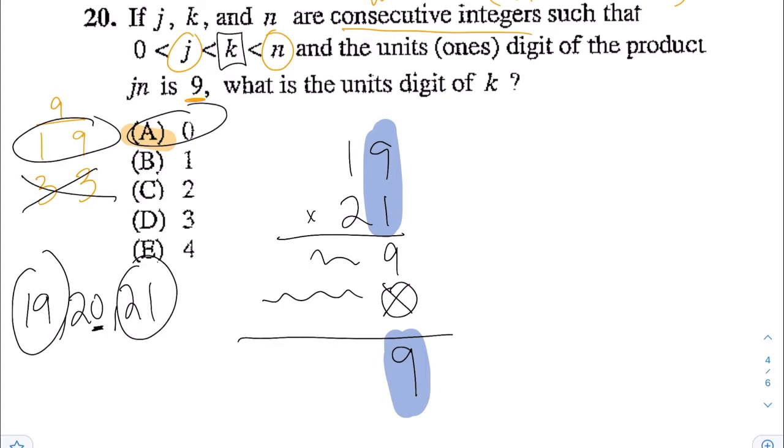You can't have 3 and 3 here, because you can't have 3 numbers in which the biggest number ends in 3 and the smallest number ends in 3 if they're one after the other. So it has to be either something like 19, 20, 21 or 39, 40, 41 for j, k, and n. So the answer here is choice A. k has to end in 0.